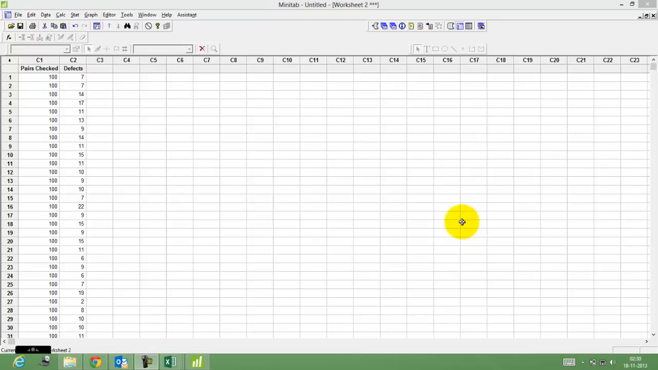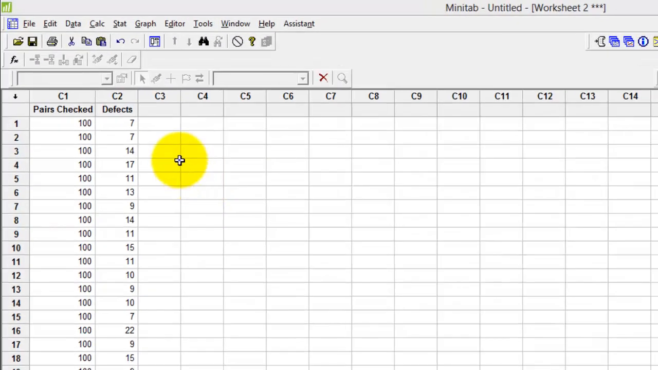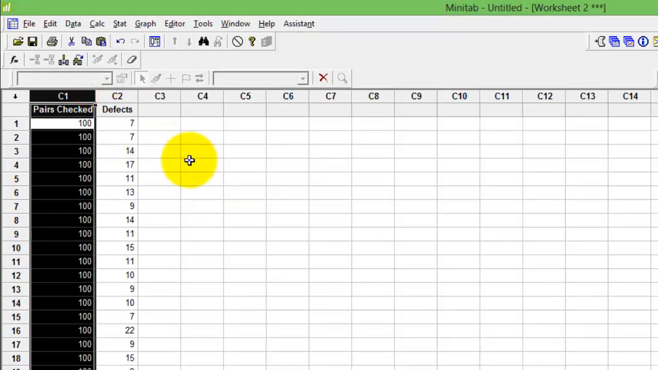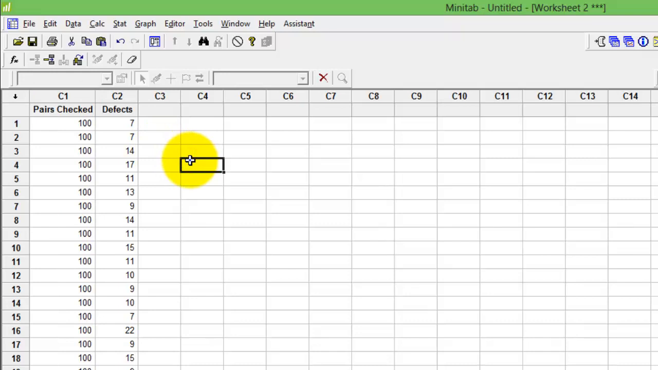In order to construct a C chart, which is a control chart for discrete data, when you have data on defects while your subgroup is constant. For example, I have picked up a small data set wherein the number of pairs being checked by the quality control department in a particular shoemaking firm is fixed. They always audit 100 samples. And column C2 lists down the number of defects that were identified by the QC department.